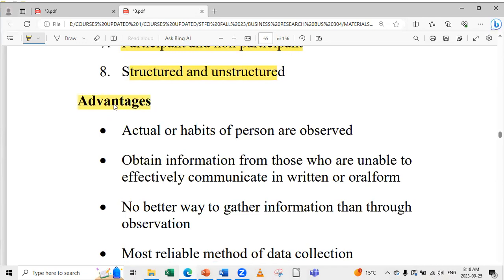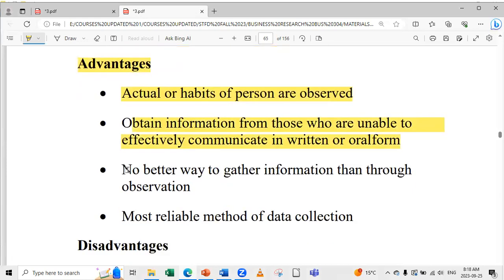What are the advantages of observation? Actual habits of a person are observed. So there are no fakes, because I see the facts and I observe them. You can obtain information from those who are unable to communicate effectively in a written platform. There is no better way to gather information than observation. It is the most reliable method of data collection.